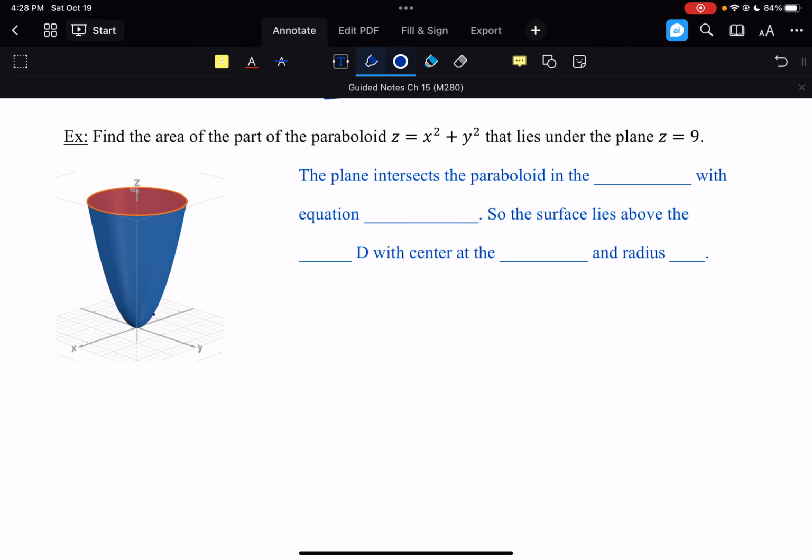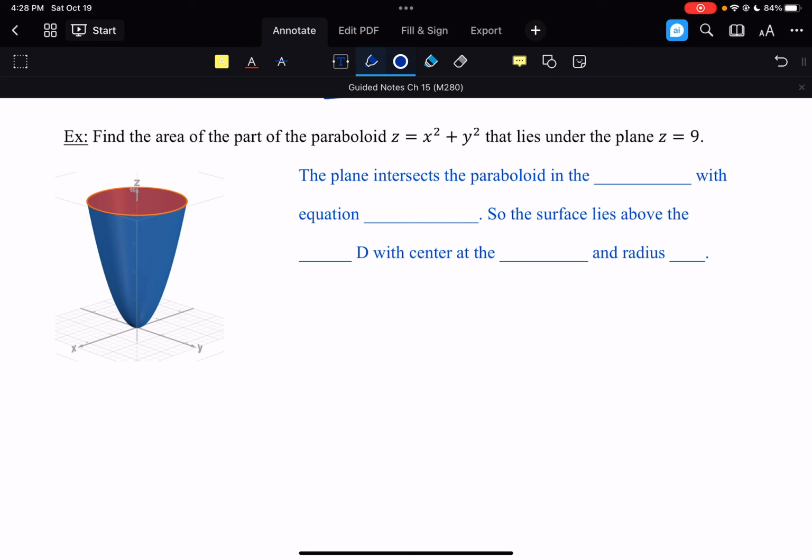We've got the paraboloid down here in blue. The plane is up here in red, and it just cuts off the top part of the paraboloid. So the part that lies below is just everything down here. So all of that is the area in question.